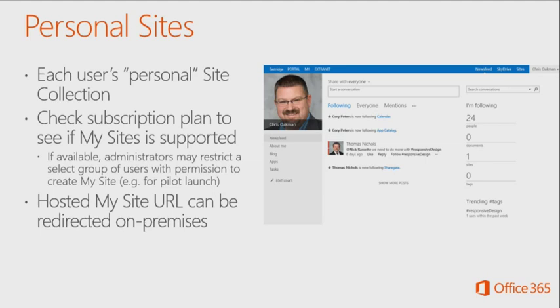So each user's personal site collection checks the subscription plan to see if My Sites is supported. It's only supported in certain subscription plans. We'll go through that later. The hosted My Site URL can be redirected to on-premise. So if you have an on-premise SharePoint farm and you have SharePoint Online, you can redirect My Sites to your on-premise SharePoint.